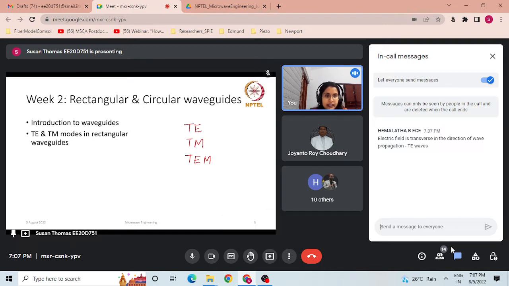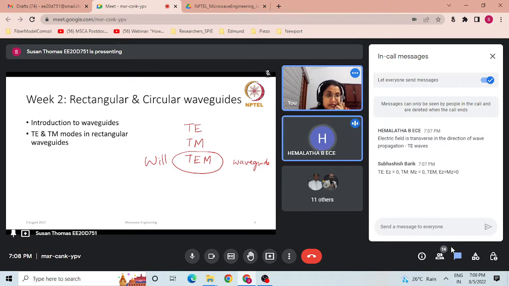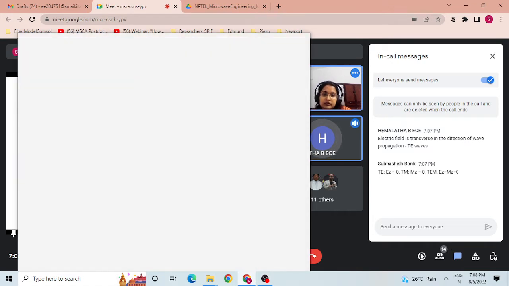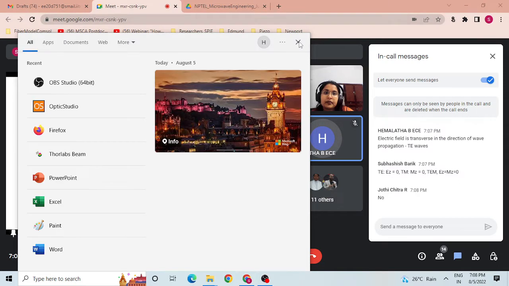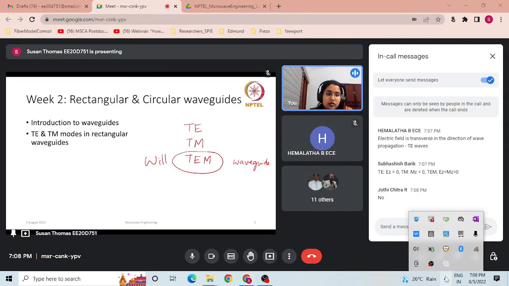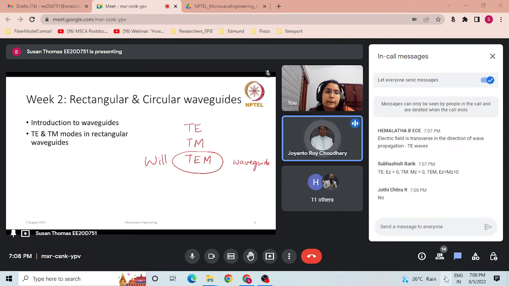Let me ask you a question about TEM wave. All of you can write in the chat box: will a TEM wave exist in the waveguide? Ma'am, a TEM wave doesn't exist in the rectangular waveguide. Okay, doesn't exist in the rectangular waveguide. Ma'am, in my opinion, a TEM wave will not exist in any waveguide, either rectangular or circular.